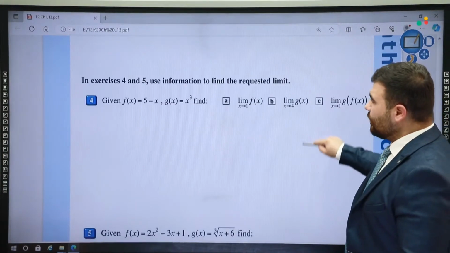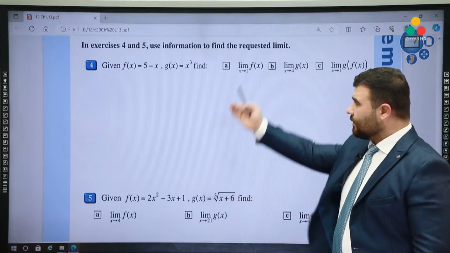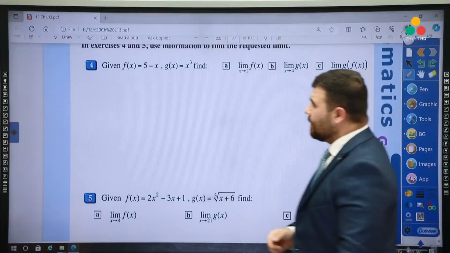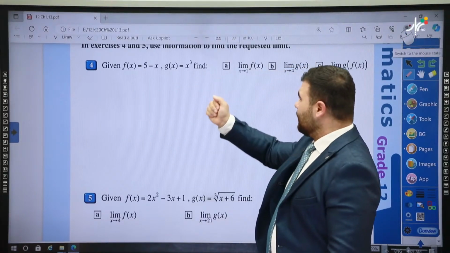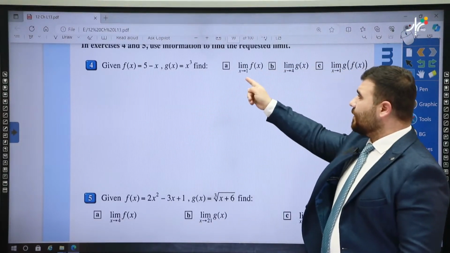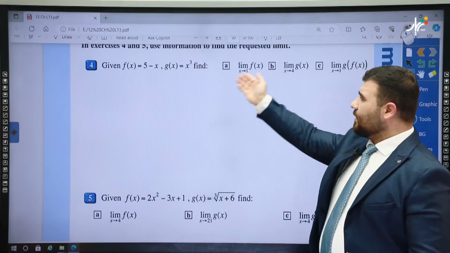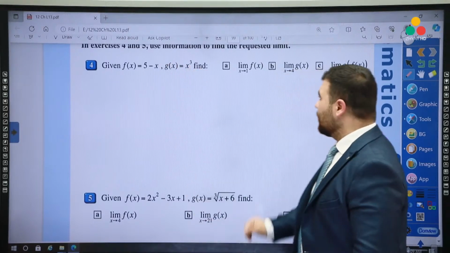Now let's solve some more questions. We have this exercise 4 and 5. We have some limits we need to find. Let's do them. Firstly, this is f(x). This is g(x). If we want to find part A, limit x tends to 1 for f(x), directly put 1 in place of x. 5 minus 1, the answer is 4.